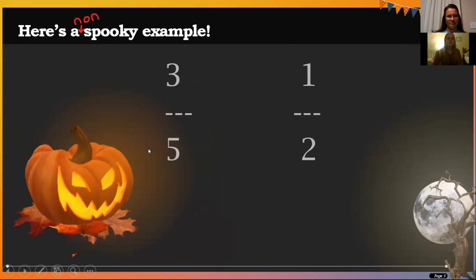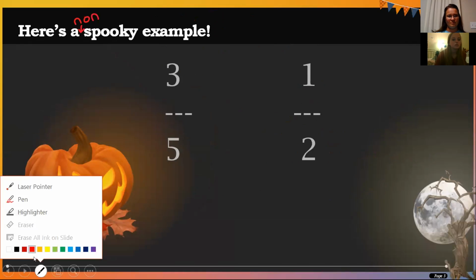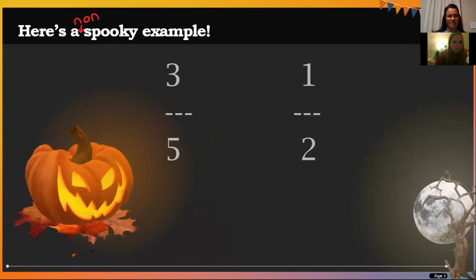Okay, so this is a non-spooky example. I'm going to draw on my screen a little bit. I've been practicing, so hopefully it'll go smoother than my other presentations. The first step: we have 3/5 minus 1/2. The first thing we are going to do is work with the bottom parts first, so I'm going to circle those.